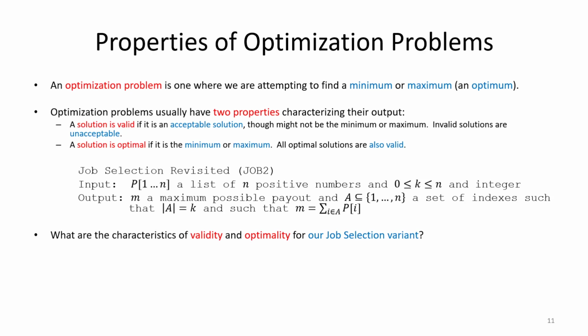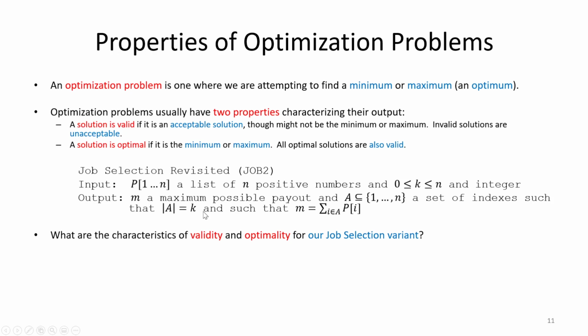So I just wanted to jump back to that example from the last video, which was the job selection revisited problem, where we changed the criteria on what days you can work, from not day i and not day i plus 1 kind of thing, to you can only work k days. It doesn't matter which days they are. They can all be in a row. You can take breaks in between them. It doesn't matter, but you can only work k of them.